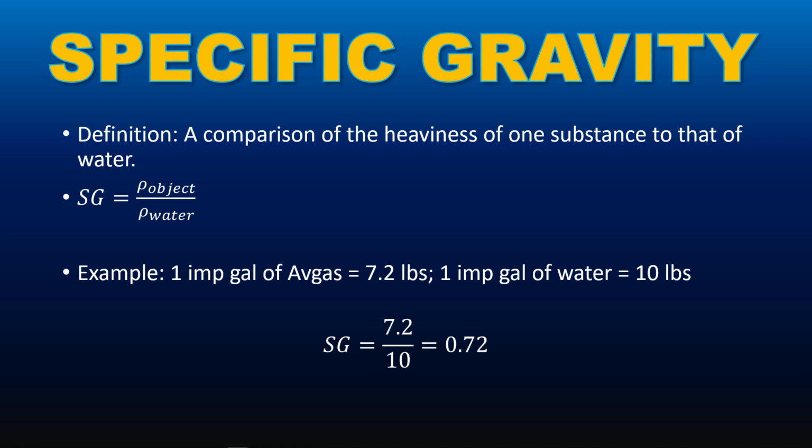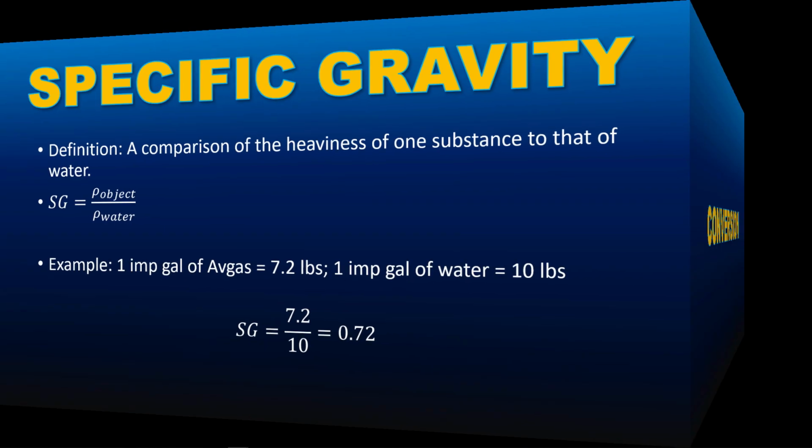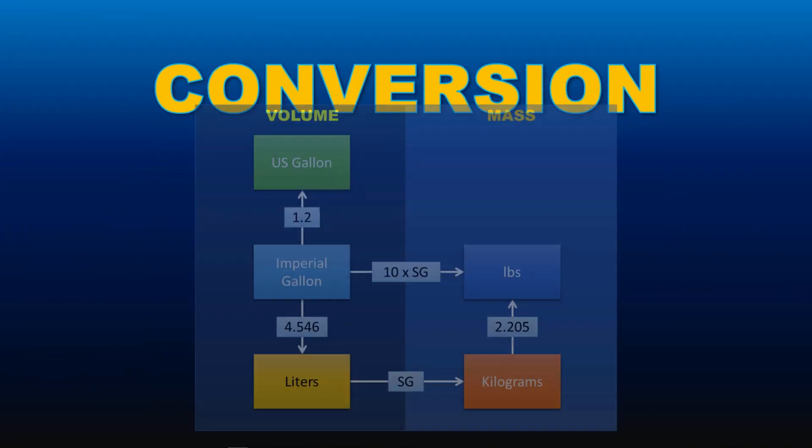Specific gravity, or SG, is defined as a comparison of the heaviness of one substance to that of water. The formula for specific gravity: SG equals density of object divided by density of water. For example, 1 imperial gallon of AVGAS has a mass of 7.2 pounds, and 1 imperial gallon of water has a mass of 10 pounds. Thus, the specific gravity of the AVGAS equals 7.2 divided by 10 equals 0.72. Now let's take a look at how to make the conversion.